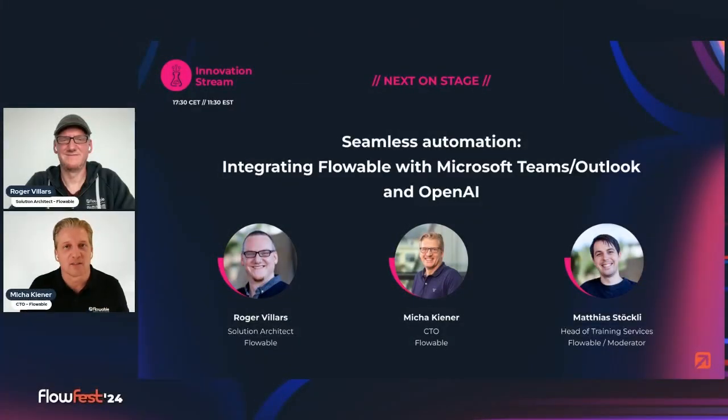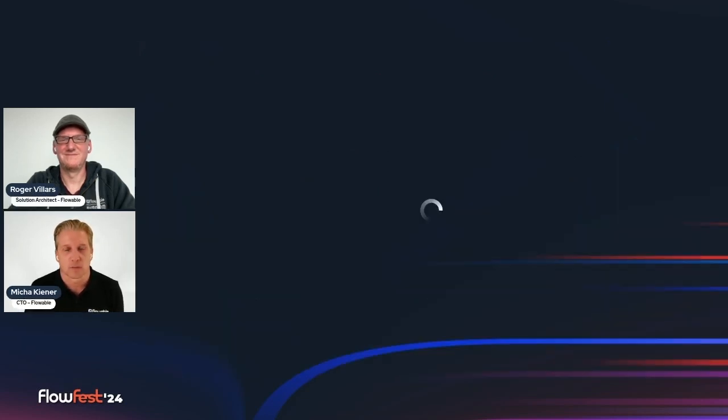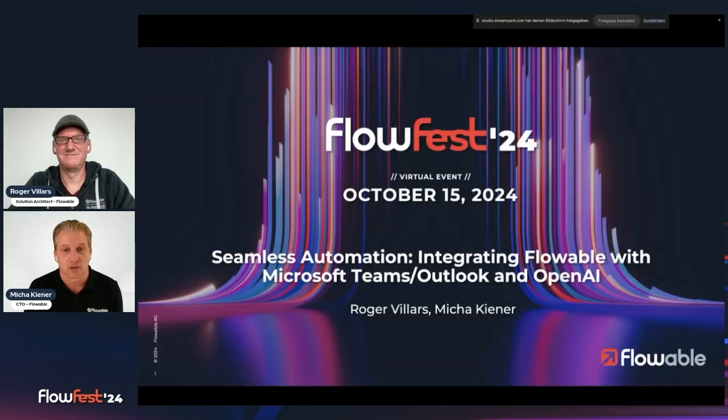Hello, everyone, and welcome to our next session in the innovation stream, where we talk about seamless automation. How can we use Flowable to integrate with a lot of different Microsoft technologies, like Microsoft Teams, Outlook, even OpenAI, and everything running in the Azure cloud infrastructure. That's basically what we're going to talk about in today's talk. And with that said, I'll hand over to Roger, who takes us through the table of contents.